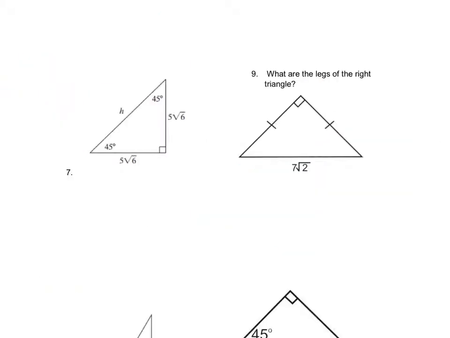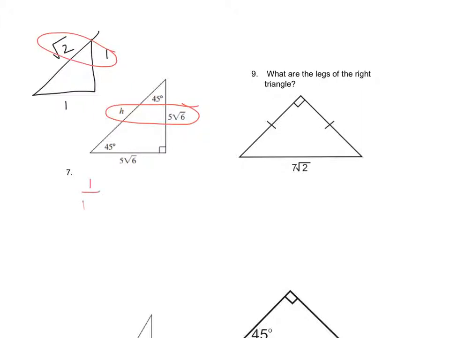Okay, number 7. Again, you have a 45, 45, 90. So draw in the ratios. 1, 1, root 2. So use proportions to solve for h. 1 is to root 2 as 5 root 6 is to h. Cross multiply. So h equals 5, and then I'm going to put the roots together. Root 2, root 6. Well, you can combine these two square roots to be h equals 5 root 12.